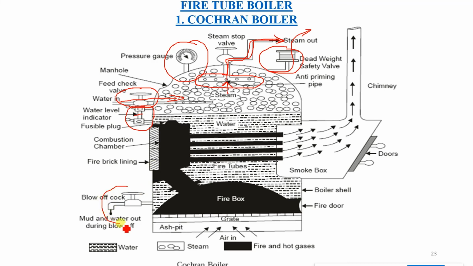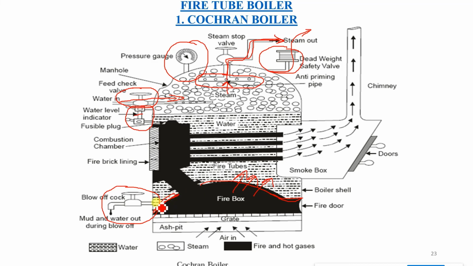Blow off cock. The blow off cock is operated after every 5 to 6 hours in the working condition of the boiler to remove the mud, impurities and sand. When water is supplied, it contains some impurities, and when water gets converted into steam, it separates the impurities, which settle down on the firebox. Heat transfer will not take place if they are deposited on the firebox. Therefore, you need to remove them continuously.